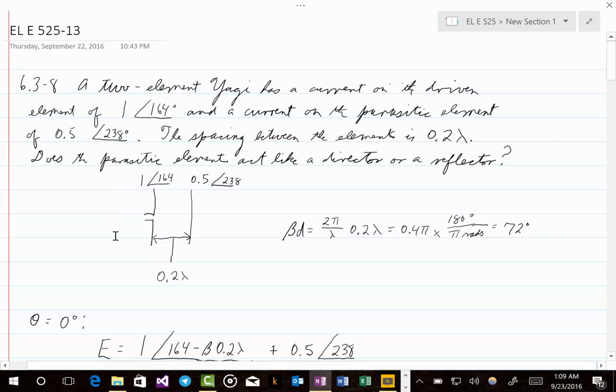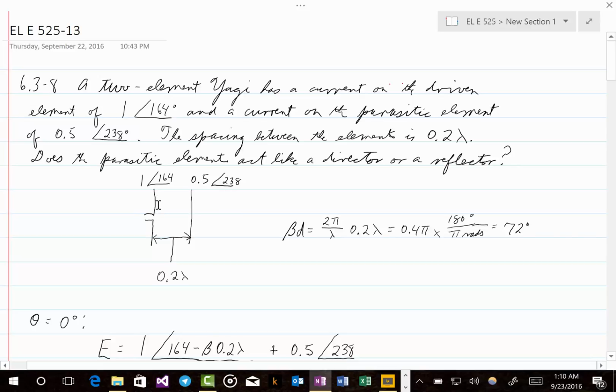For instance, we've already considered some problems where we had parasitic elements on either side of the driven element, but in a case like this where we have just a two-element Yagi, obviously we only have two choices. Either the driven element can be to the left of the parasitic element, or it can be to the right. So for the sake of consistency, in this kind of problem we'll always keep the driven element to the left of the parasitic element.